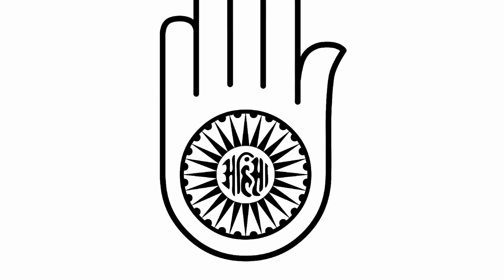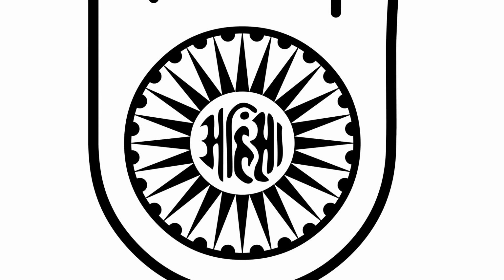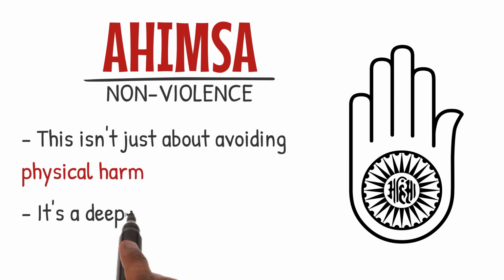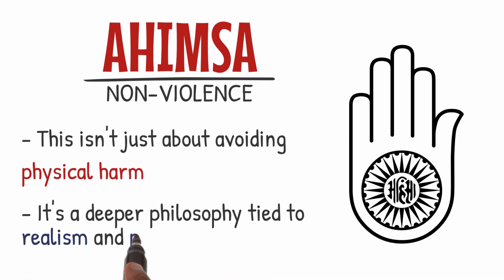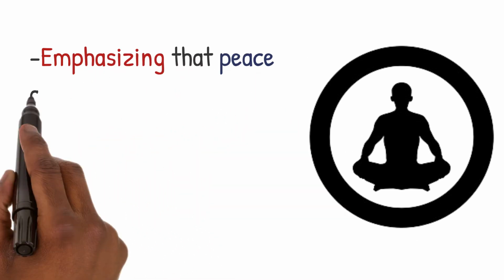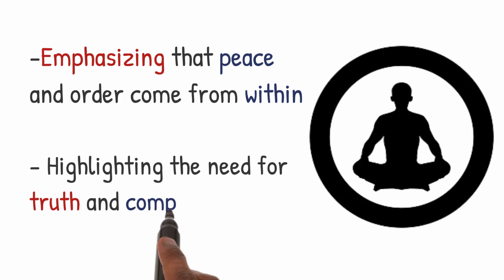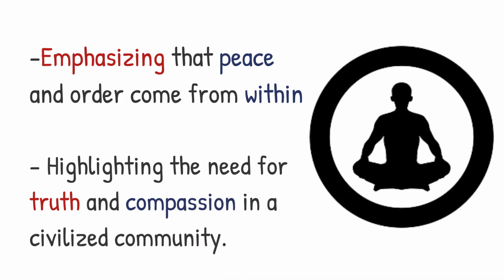Central to Jainism is ahimsa, or non-violence. This isn't just about avoiding physical harm, it's a deeper philosophy tied to realism and personal responsibility. Ahimsa is about nurturing the noblest aspects of human nature, emphasizing that peace and order come from within, and highlighting the need for truth and compassion in a civilized community.